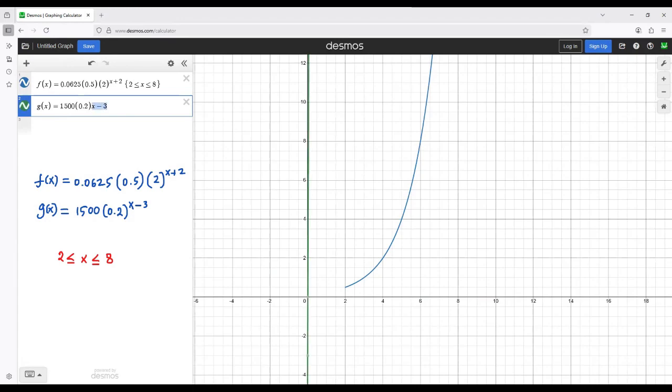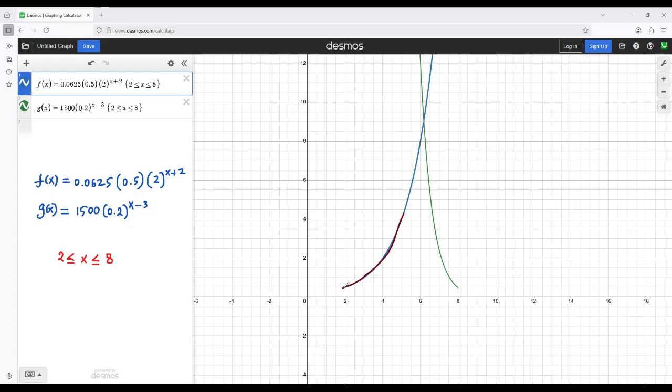Okay, for this function also we have the same domain, that is 2 ≤ x ≤ 8. Here I got the graphs for both the functions f of x and g of x. The graph in blue color is for f of x, and the graph in green color is for g of x. Here we have the lowest point of the graph of f of x at x equals 2. It's over here. And the lowest point of the graph of g of x we have at x equals 8. It's over here.